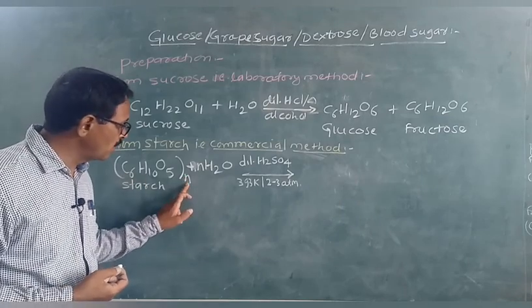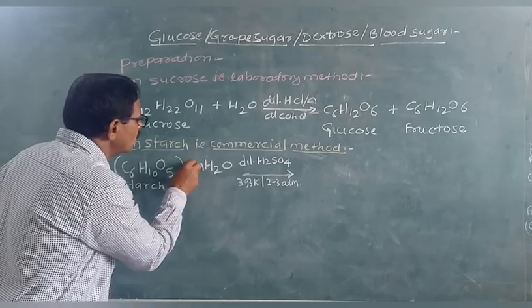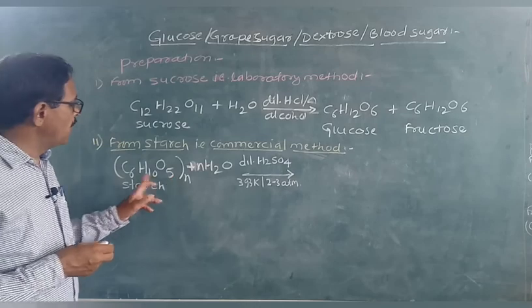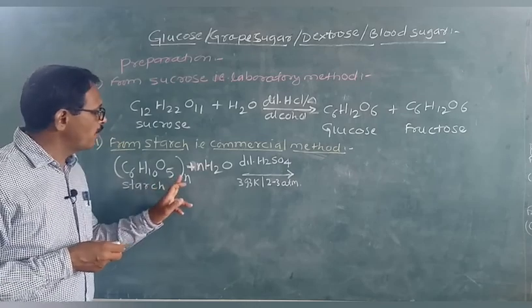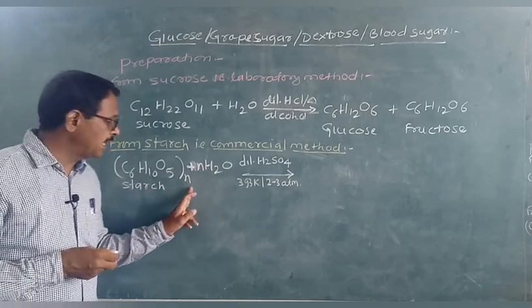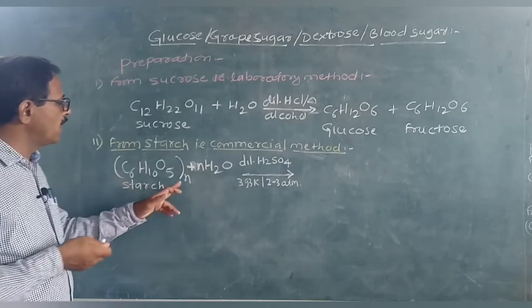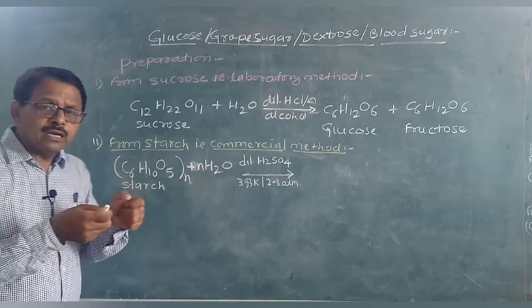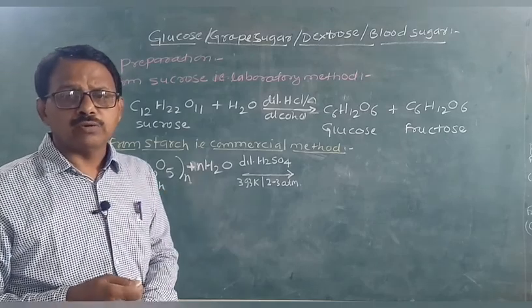There is a difference between writing n after the formula and writing n at the beginning of a molecule. When we write C6H10O5 with n after it, that indicates there are many molecules, or a number of molecules, but this n indicates they are linked or bonded with each other.